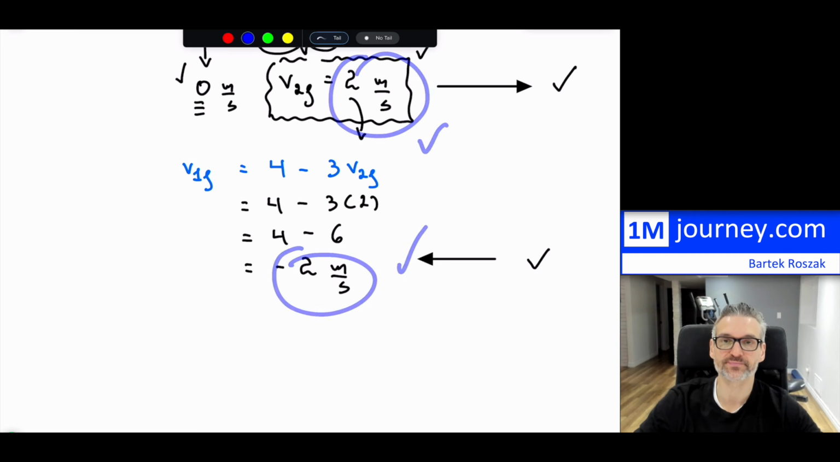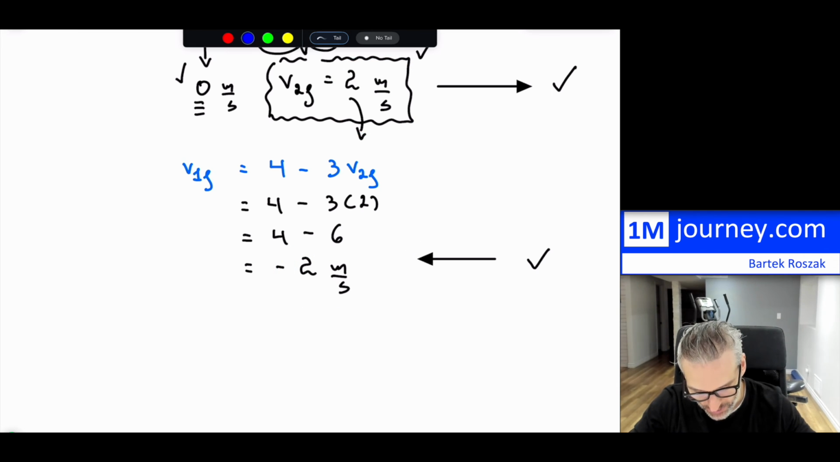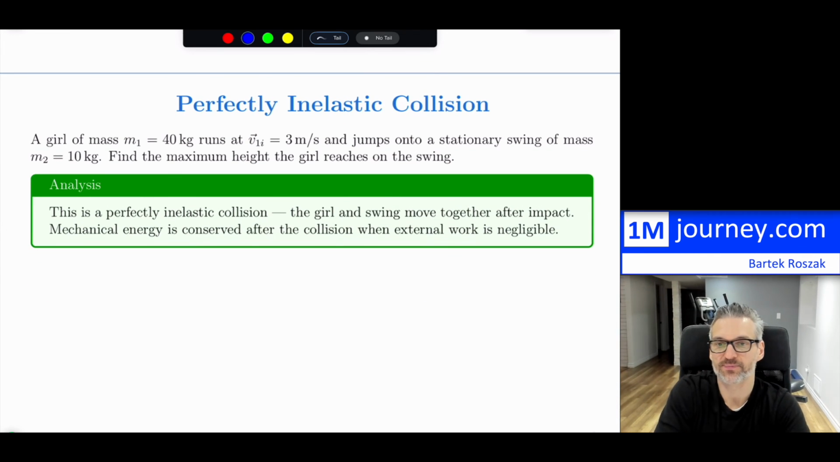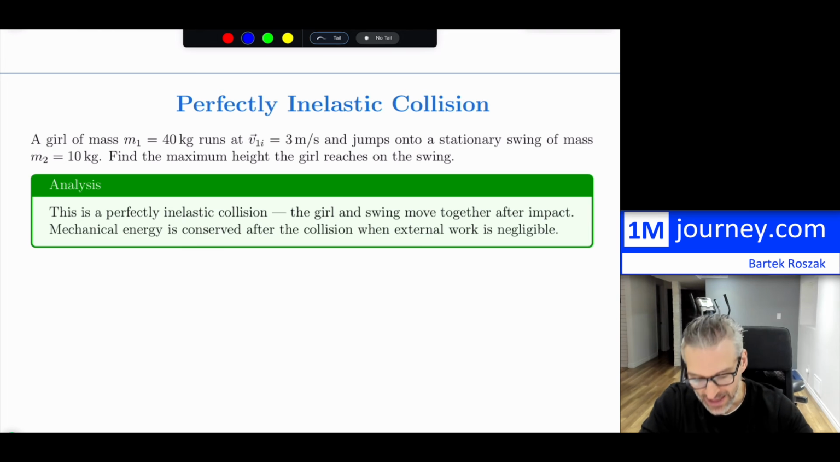So check. Here's the second example that I have for you. And this one is a perfectly inelastic collision. And in a perfectly inelastic collision, what do we know? That kinetic energy is not conserved. So we can't use that particular concept where the kinetic energy before is equal to the kinetic energy afterwards. Now, perfectly inelastic means that the two objects get stuck together. So let's see here what happens.